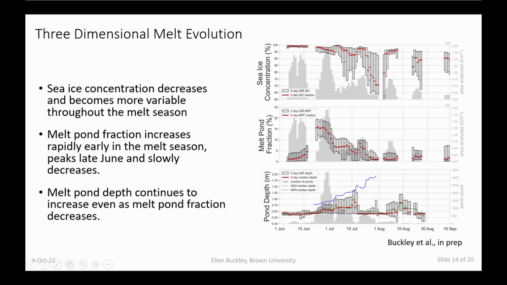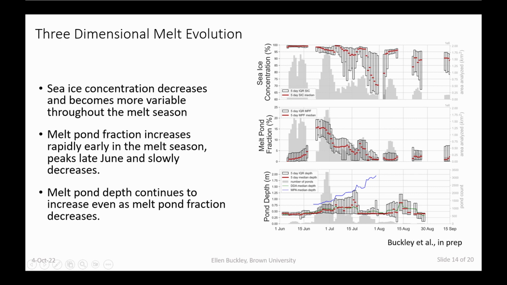looking at time on the x-axis. And then we've aggregated the statistics as 5-day running statistics, looking at the median here, and then the interquartile range shown in the box. The background color is the number of observations. So these are the number of images in Sentinel-2, and then the number of melt ponds observed from ICESat-2.